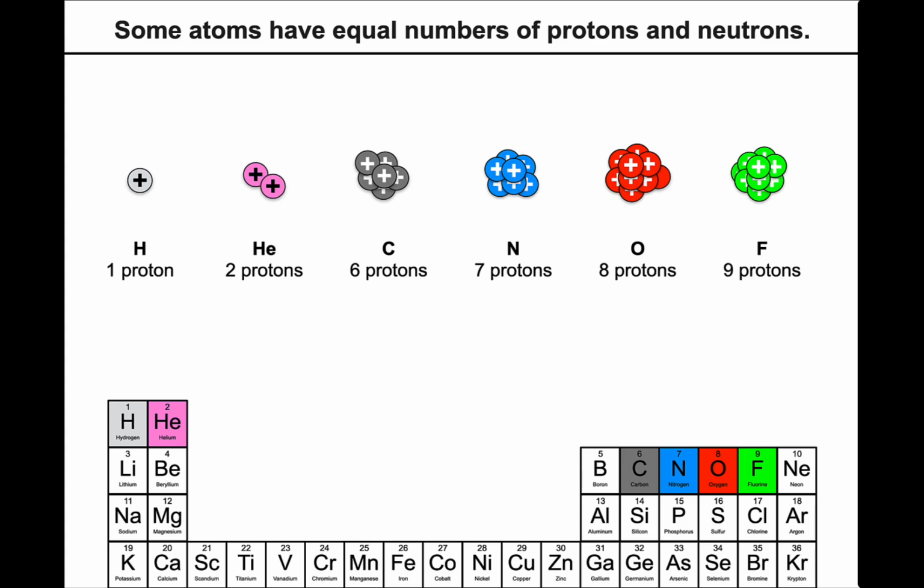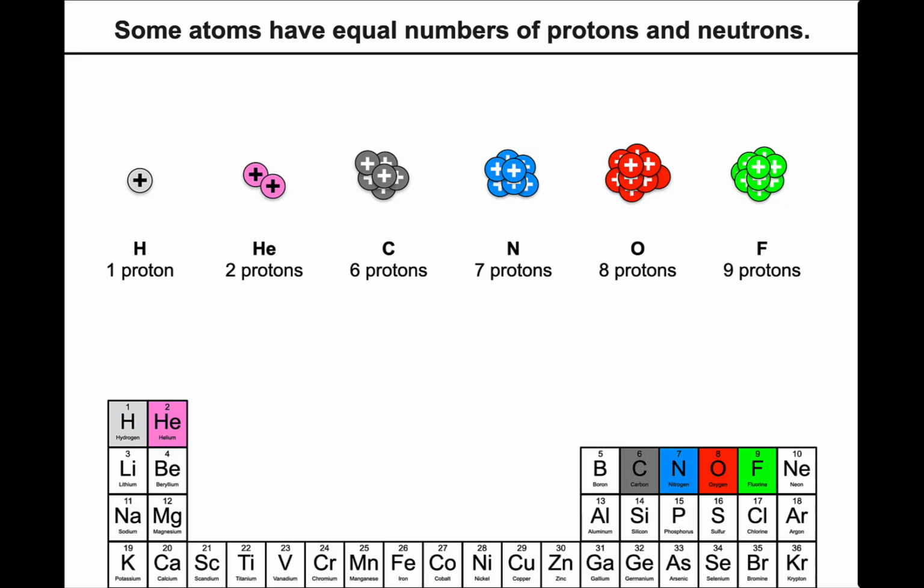Let's go through the first several elements and see what's the typical number of neutrons that each of these elements have. We already know how many protons they have because the number of protons is the same as their atomic number, right? So that's a kind of trivial, easy thing to learn, the number of protons. But what are the number of neutrons? That's a little bit more tricky.